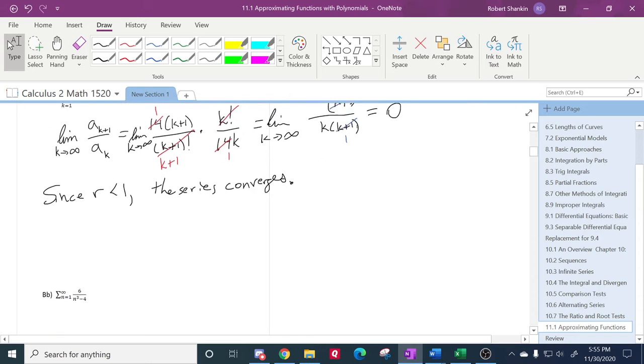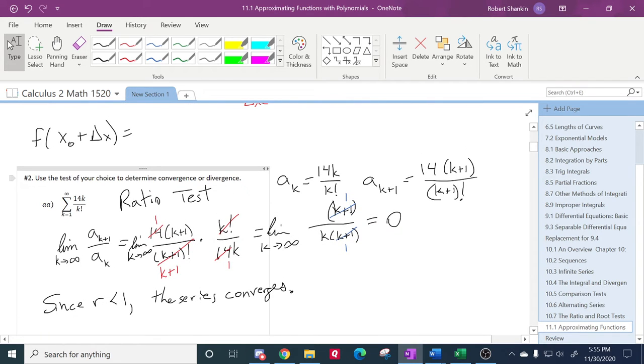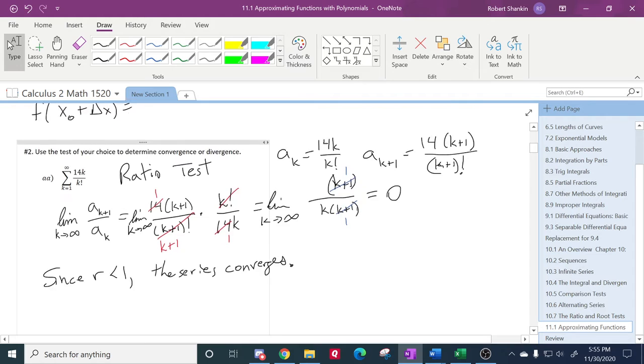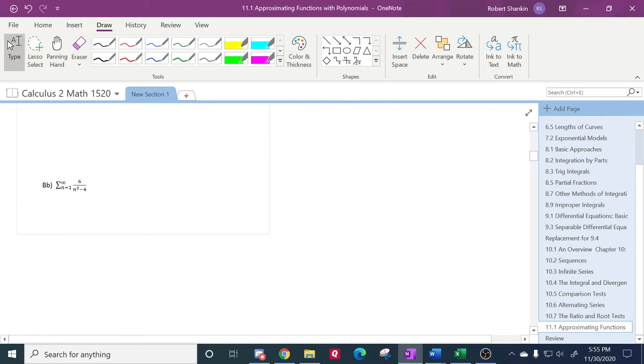All right, let's go to the next one. So the instructions are the same. Use the test of your choice to determine convergence or divergence. Do part B.